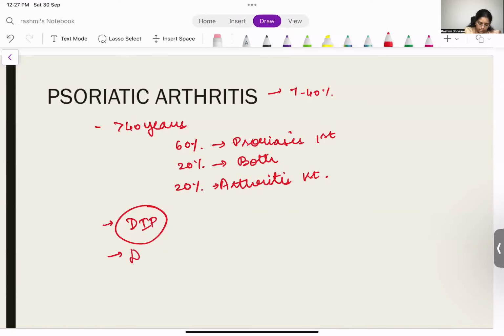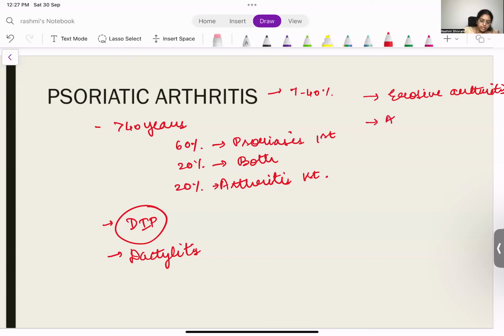You will also have dactylitis. So DIP involvement and dactylitis. This is an erosive arthritis. Psoriatic arthritis is an erosive arthritis, right? You were studying this in the rheumatoid arthritis chapter, where we were looking at the differential diagnosis for erosive and non-erosive arthritis. So psoriatic arthritis is an erosive arthritis.